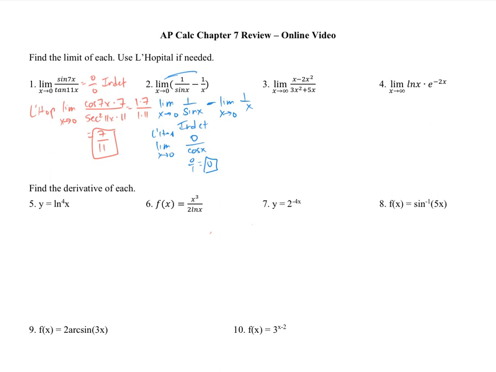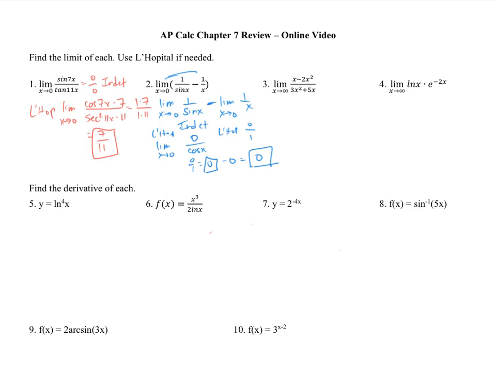Now on this side, when I L-hopped it, I end up with x to the negative 1 power. Or actually, sorry, I should just say it's 1 over x. So we're going to take the derivative of the top. We end up with the same thing, 0, and the derivative of the bottom, which is going to be 1. 0 over 1, so we end up with minus 0. There's our limit. It's 0.